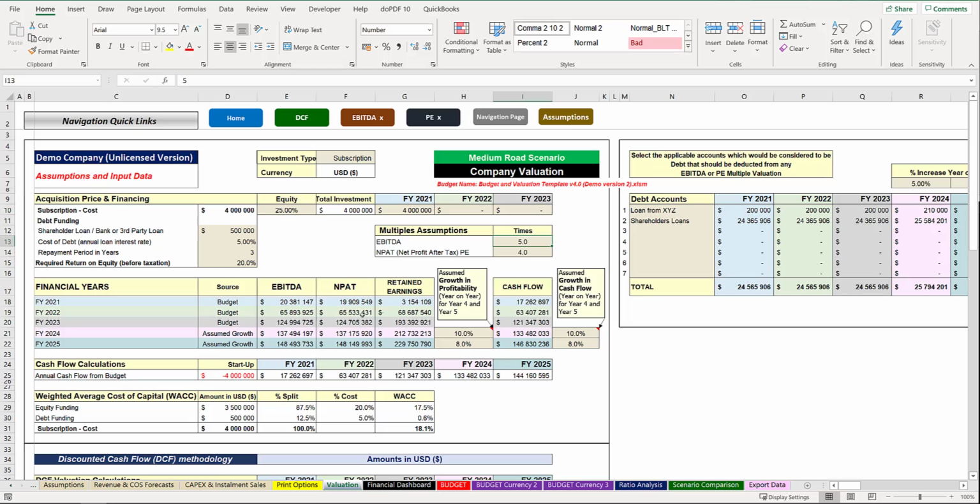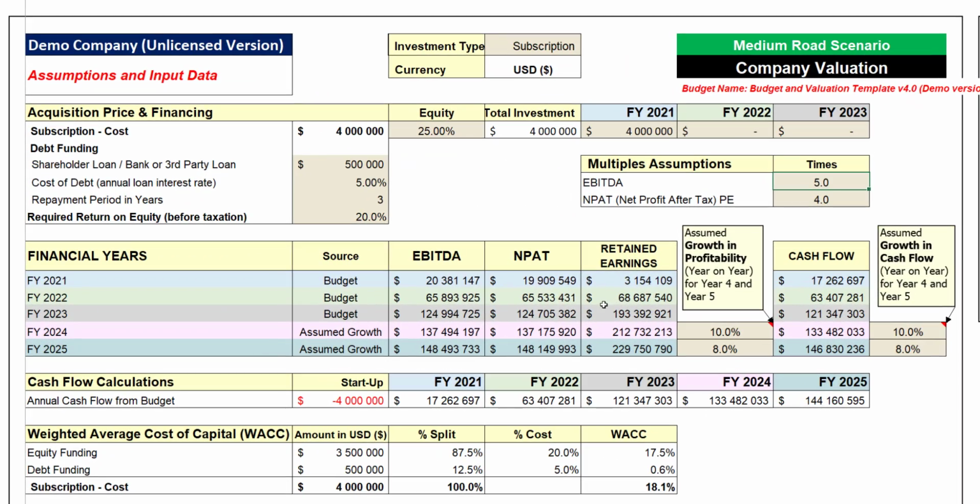Because we've catered for, in terms of the budget, the first 3 years, which we get the actual numbers from the budget, you need to assume a possible growth for year 4 and year 5. And in this example, the assumption has been made that there'll be 10% growth from year 3 to year 4. So it will take year 3's retained earnings for each of these years, and it will increase it by 10%. Similarly, for year 5, it will take year 4's earnings and increase it by 10%.